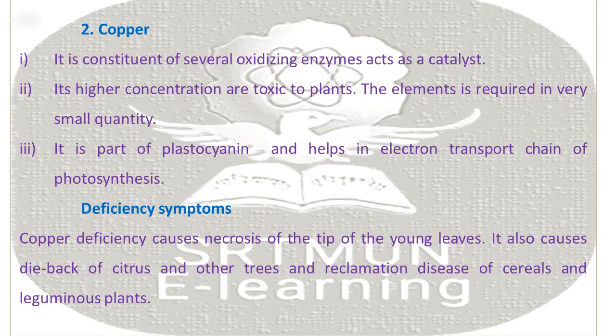Now, copper. It is a constituent of several oxidizing enzymes and acts as a catalyst. Next point, its higher concentrations are toxic to plants. The element is required in very small quantity. Next, it is part of plastocyanin and helps in the electron transport chain of photosynthesis.